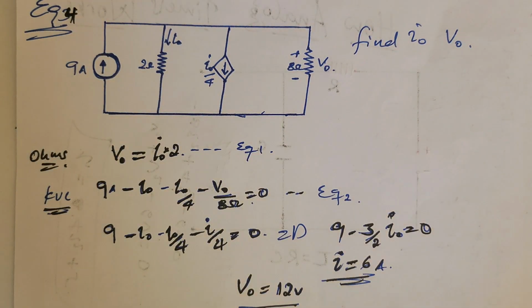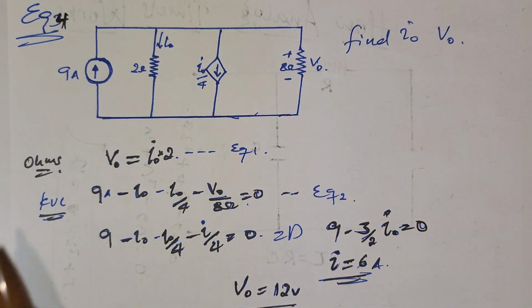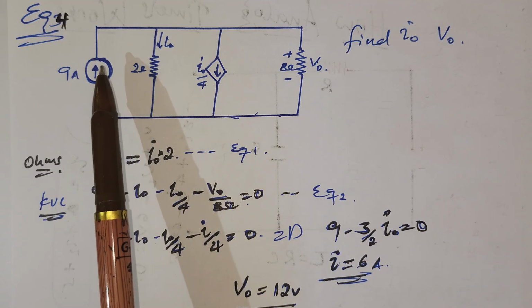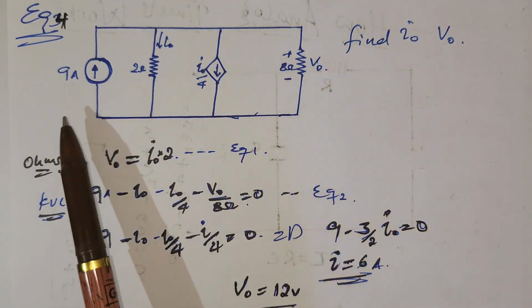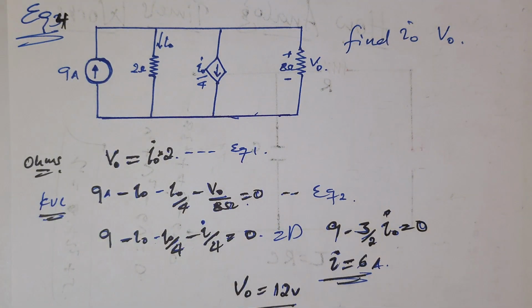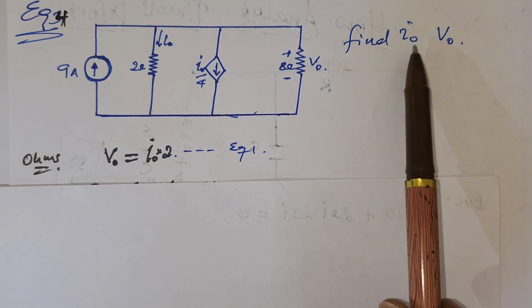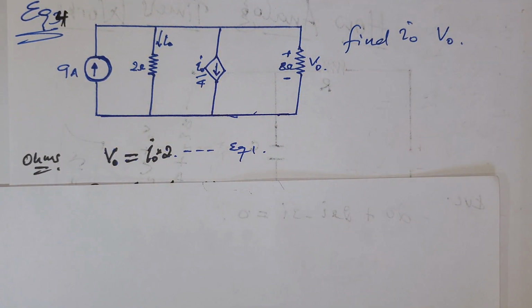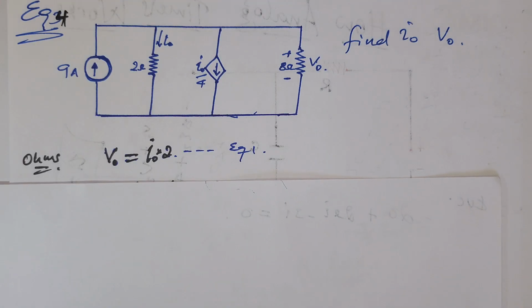Okay, guys, let us solve the fourth problem. This is the circuit. These are the branches. We are asked to find I naught and V naught.